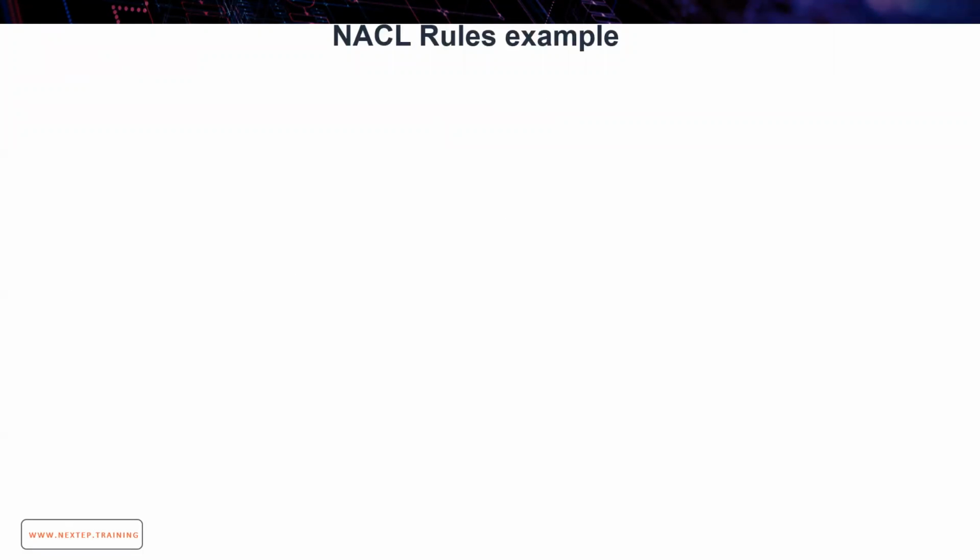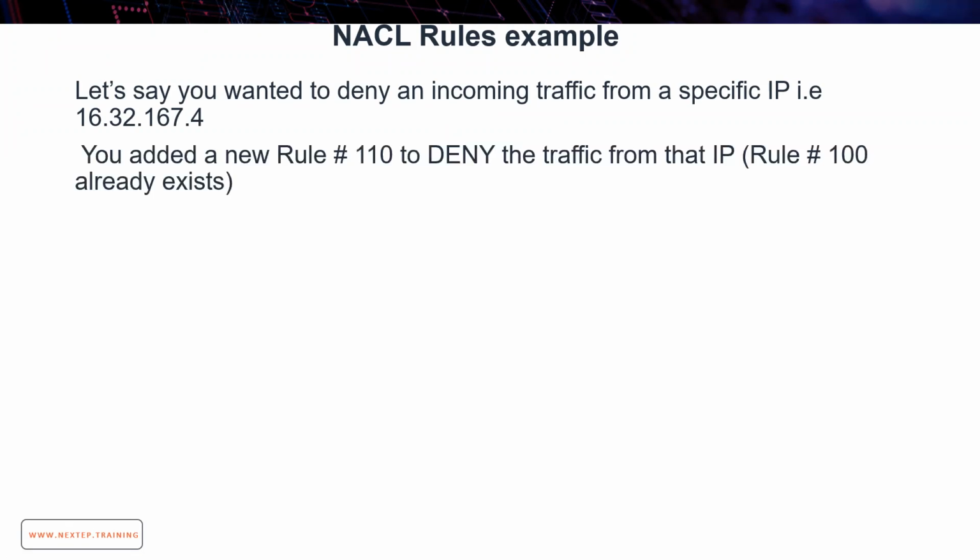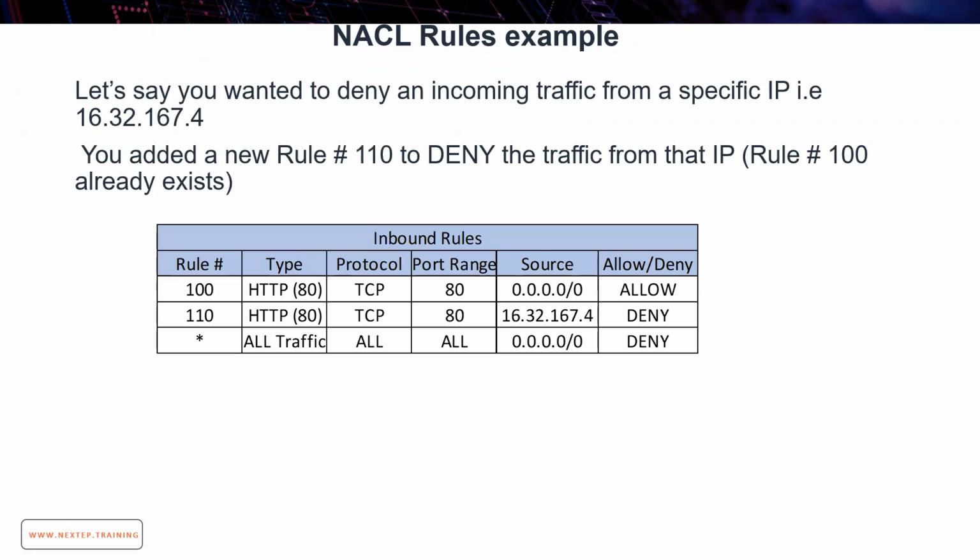So, NACL rules examples. Let's take a look at it. Let's say you wanted to deny incoming traffic from a specific IP. Let's say 16.32.167.4. You added a new rule 110 to deny the traffic from that IP. Rule number 100 already exists. Take a look at this one. I just mentioned it already.